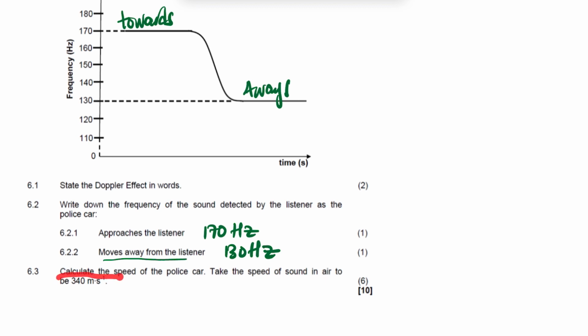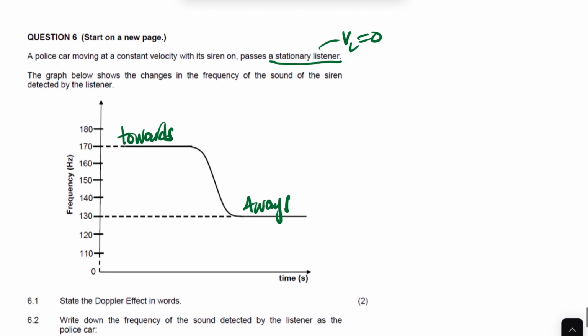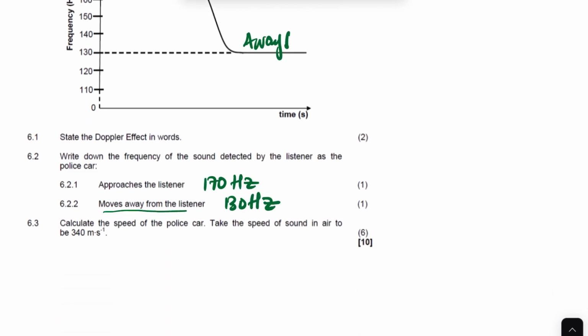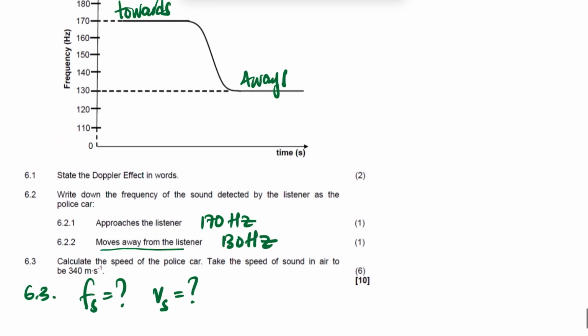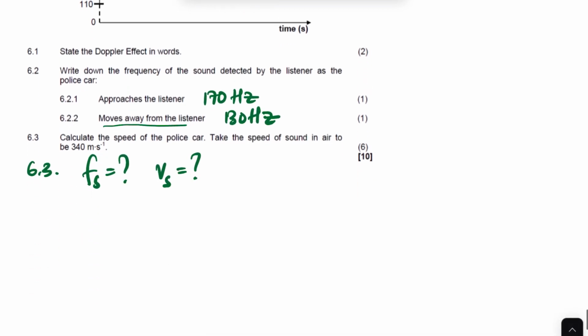The last question says calculate the speed of the police car. Take the speed of sound as 340. Guys, we are not given the frequency of the source and we are not given the velocity of the source. So we have two unknowns here, and we're given the two frequencies, the away and towards of the listener. So I will use simultaneous equations.